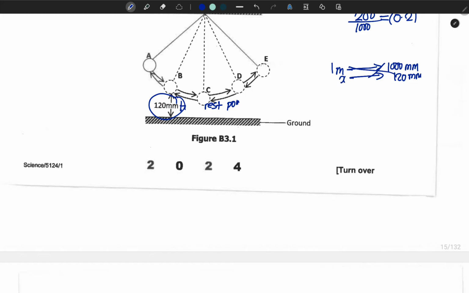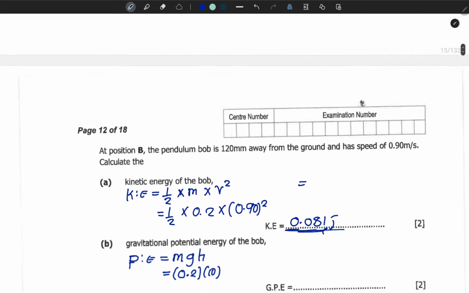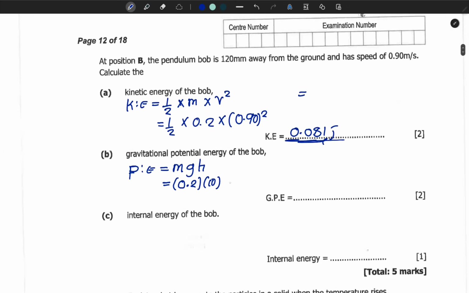X, we cross multiply. So 1000 millimeters times X is equal to 120 millimeters times meters. So you divide by 1000 millimeters, also here by 1000 millimeters. To summarize our work, you just need to divide by 1000 when changing from millimeters into meters. So we have 0.12.